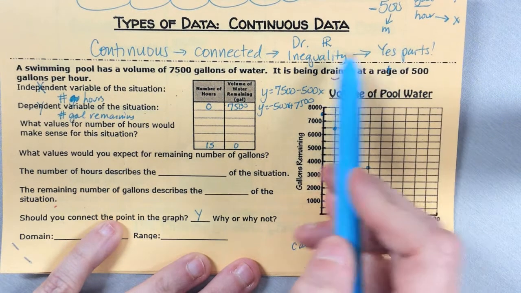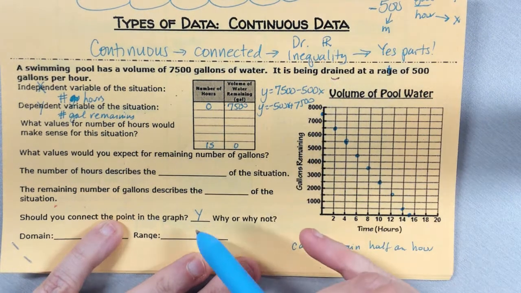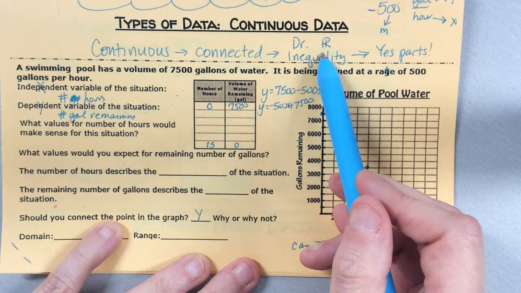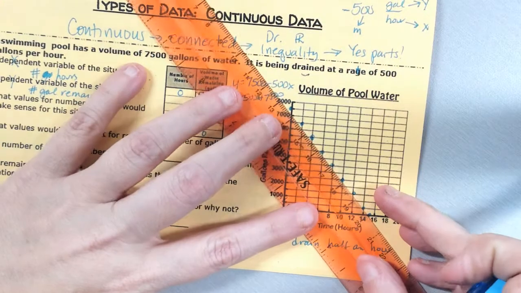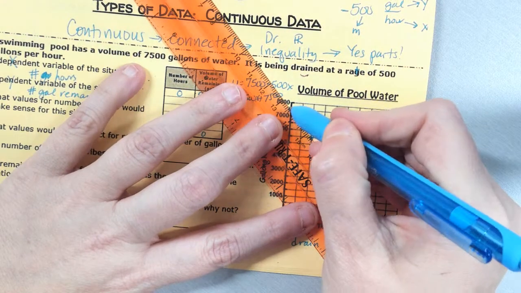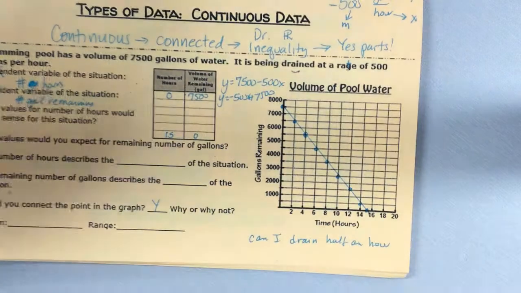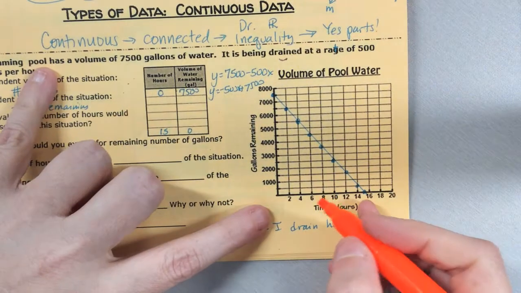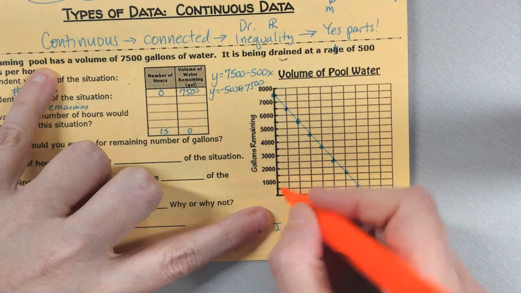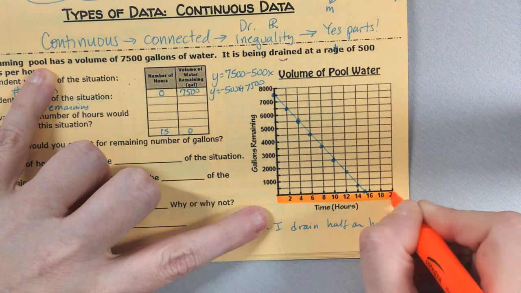And if I should connect the points, then my domain and range is an inequality. Okay, so I'm going to connect these points. We're running out of time, so go fast. Okay, so I connect these points up. Now, can I go lower than 0 gallons in this pool? No, so I'm kind of boxed in down here.